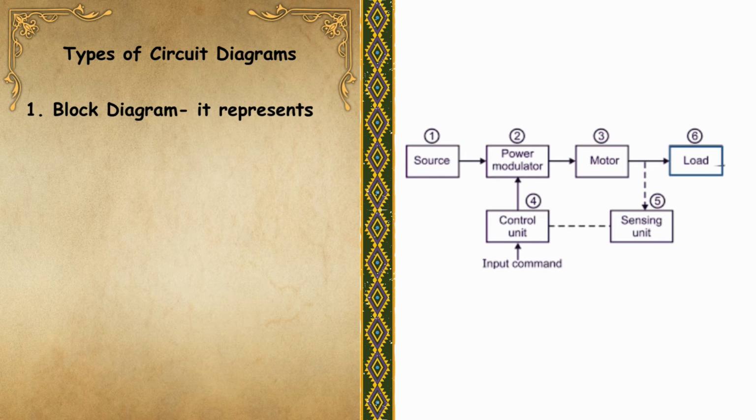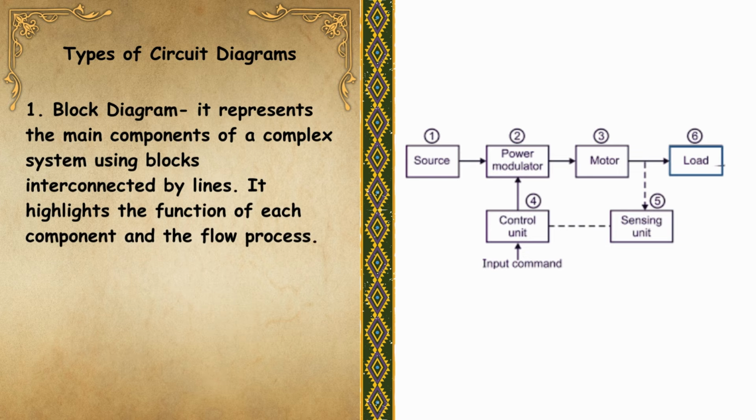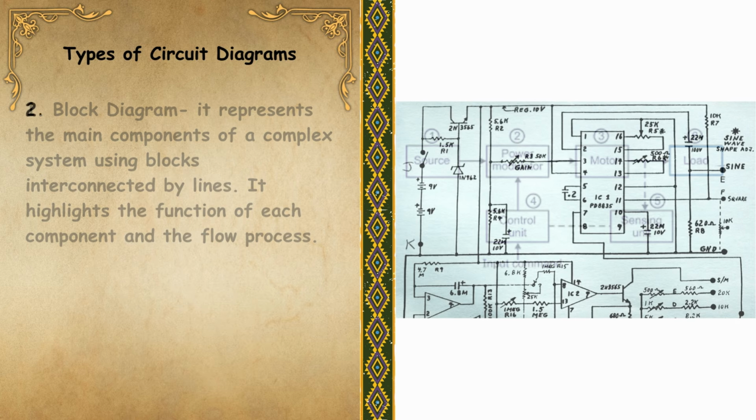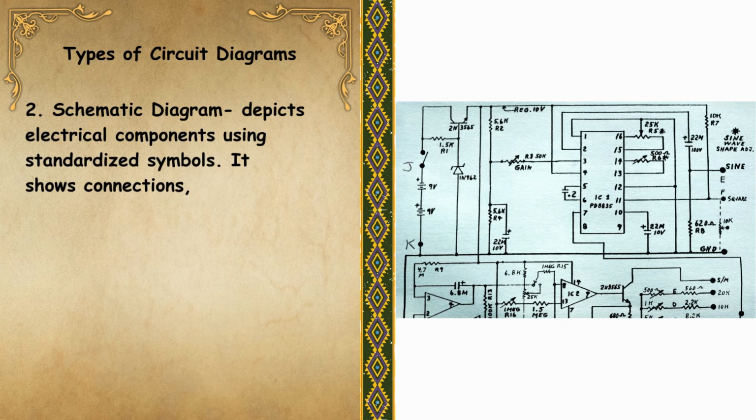1. Block diagram. It represents the main components of a complex system using blocks interconnected by lines. It highlights the function of each component and the flow process. 2. Schematic diagram depicts electrical components using standardized symbols. It shows connections, switches, resistors, and other components.